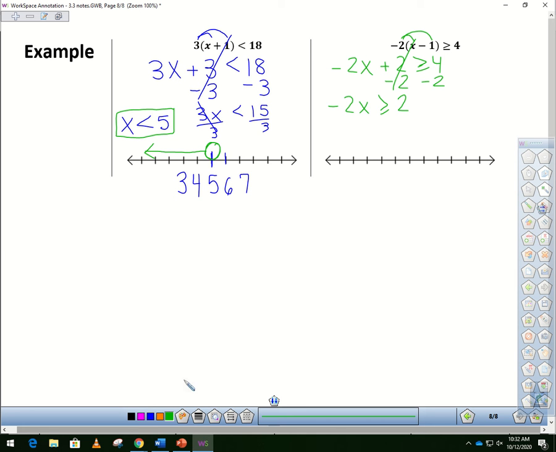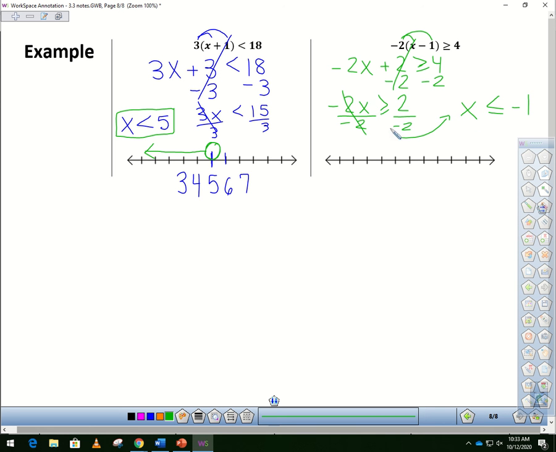Now what do we do next? We have to divide both sides by -2. Now, I'm going to write the answer over here because we're running out of room. So this is x is less than or equal to -1.